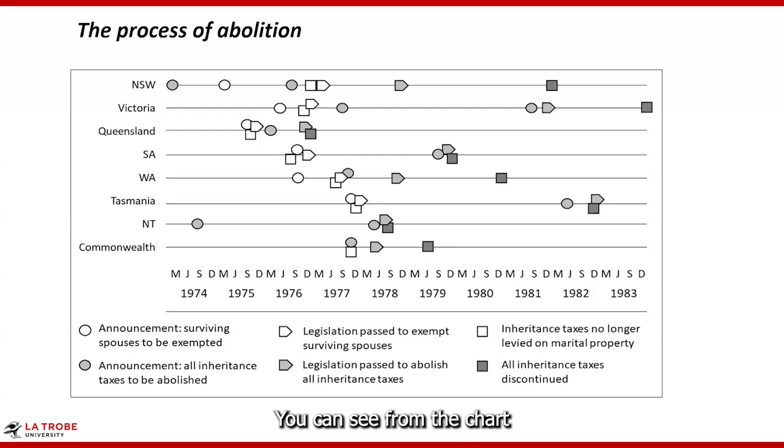You can see from the chart that this process was very quick in some jurisdictions, but much more lengthy in others. Sometimes multiple announcements were made and nothing happened for a long time. Sometimes legislation was passed and took effect retrospectively, and sometimes legislation was passed, but it still took a long time to phase out taxes.